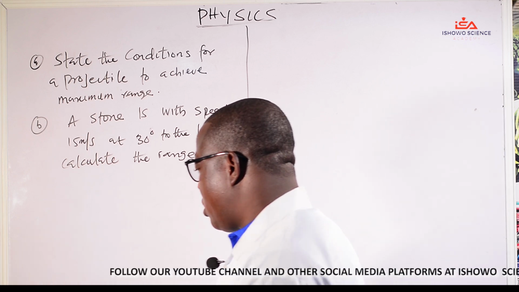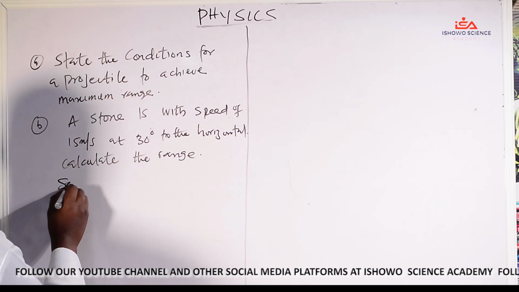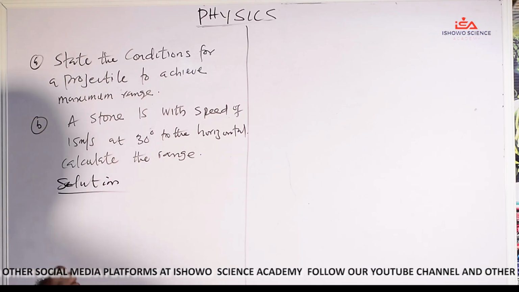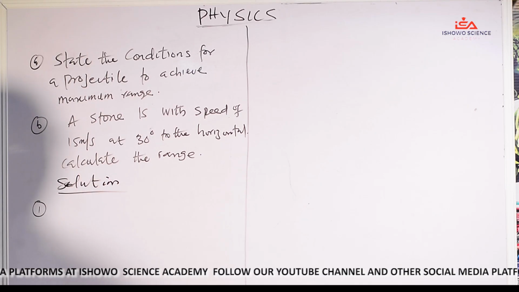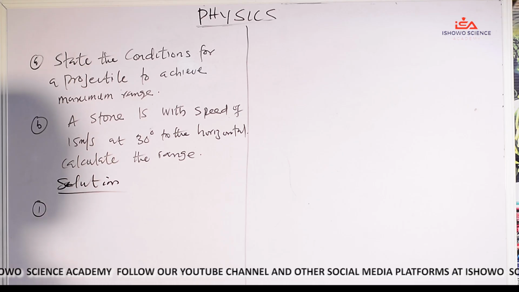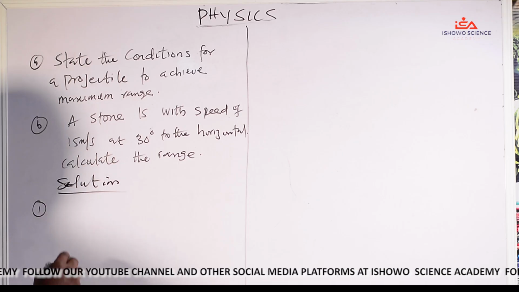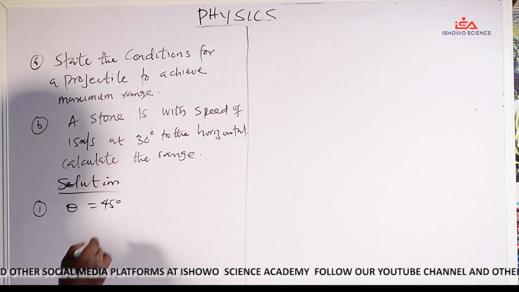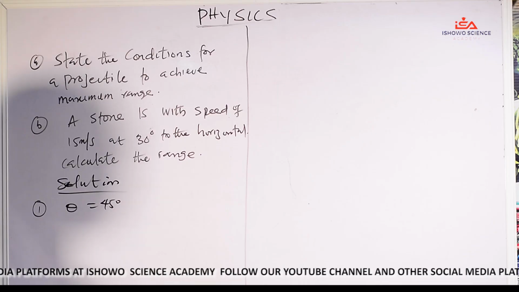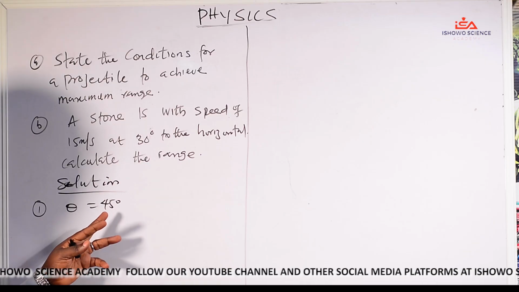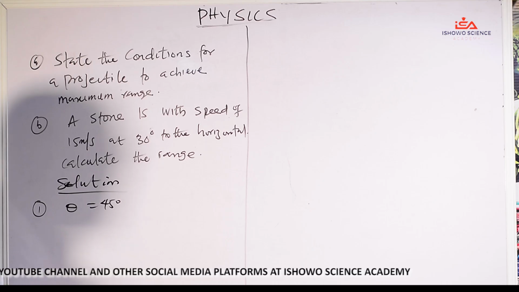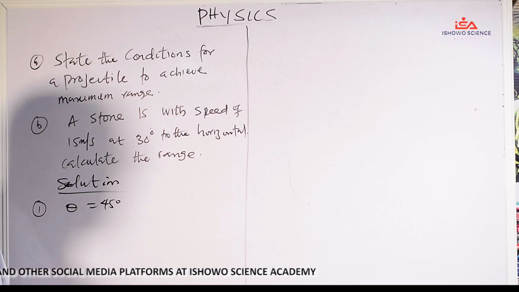Now, to solve this question, always note that one of the conditions for a projectile to achieve the maximum range is when the angle of projection is 45 degrees. So when the angle of projection is 45 degrees, the projectile attains its maximum range.